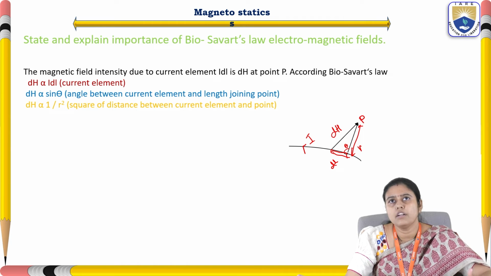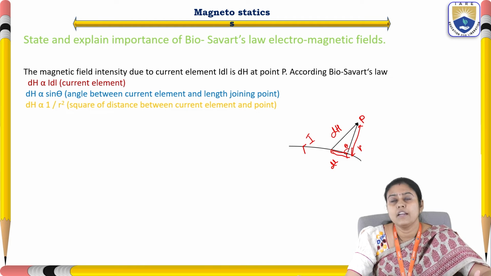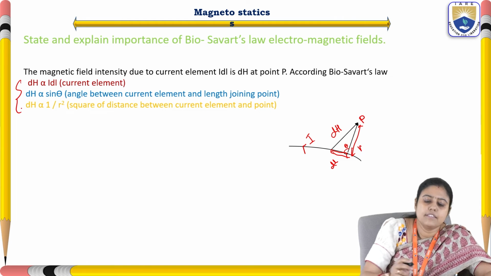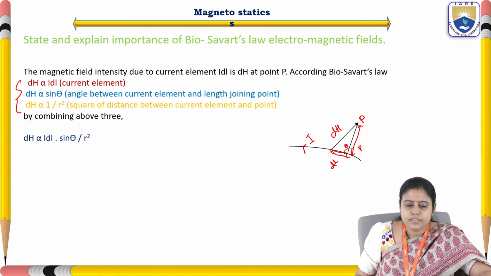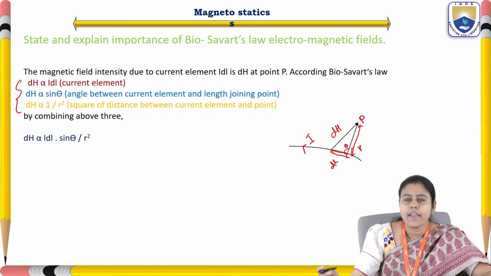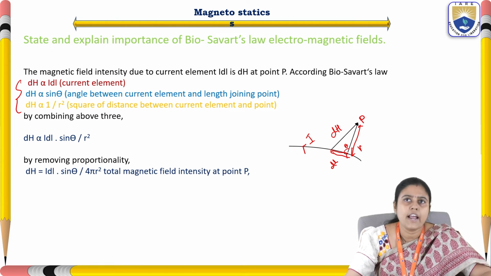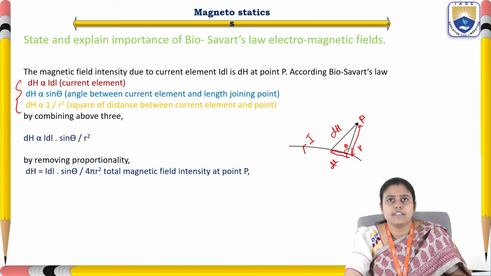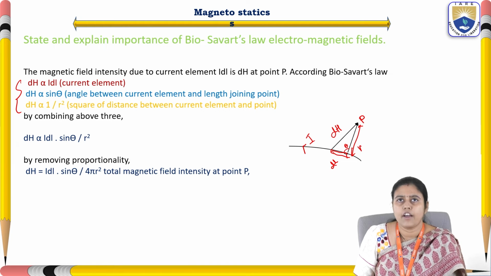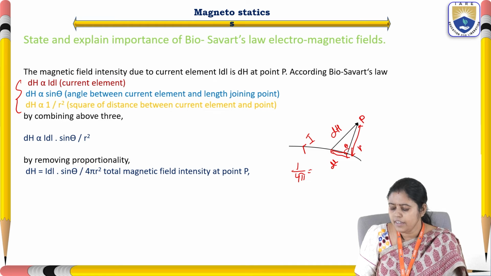dH is directly proportional to I dl, dH is directly proportional to sine theta, and dH is inversely proportional to r square, that is 1 by r square. If we combine these three, we get dH proportional to I dl sine theta by r square. If we write it with the proportionality constant, dH is equal to I dl sine theta by 4 pi r square, where 1 by 4 pi is the proportionality constant.